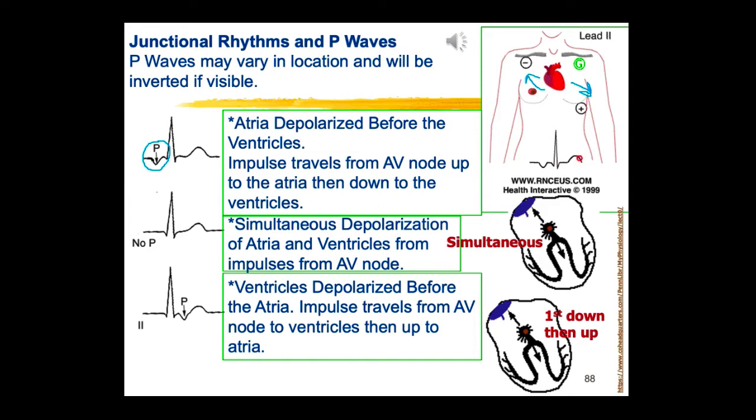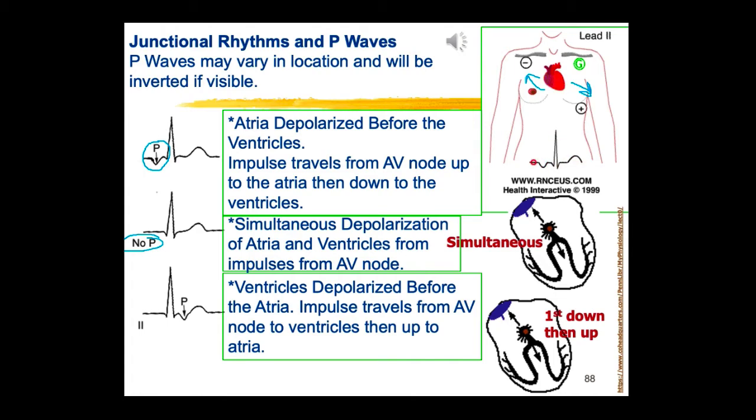The picture on the right with the moving heart and EKG strip illustrates this. The second example, we do not see P waves at all. That is because the ventricles and atria are depolarizing at the same time, so it is hidden within the QRS complex. Remember that the AV node is what is depolarizing, and the electricity or current goes up and down at the same time.